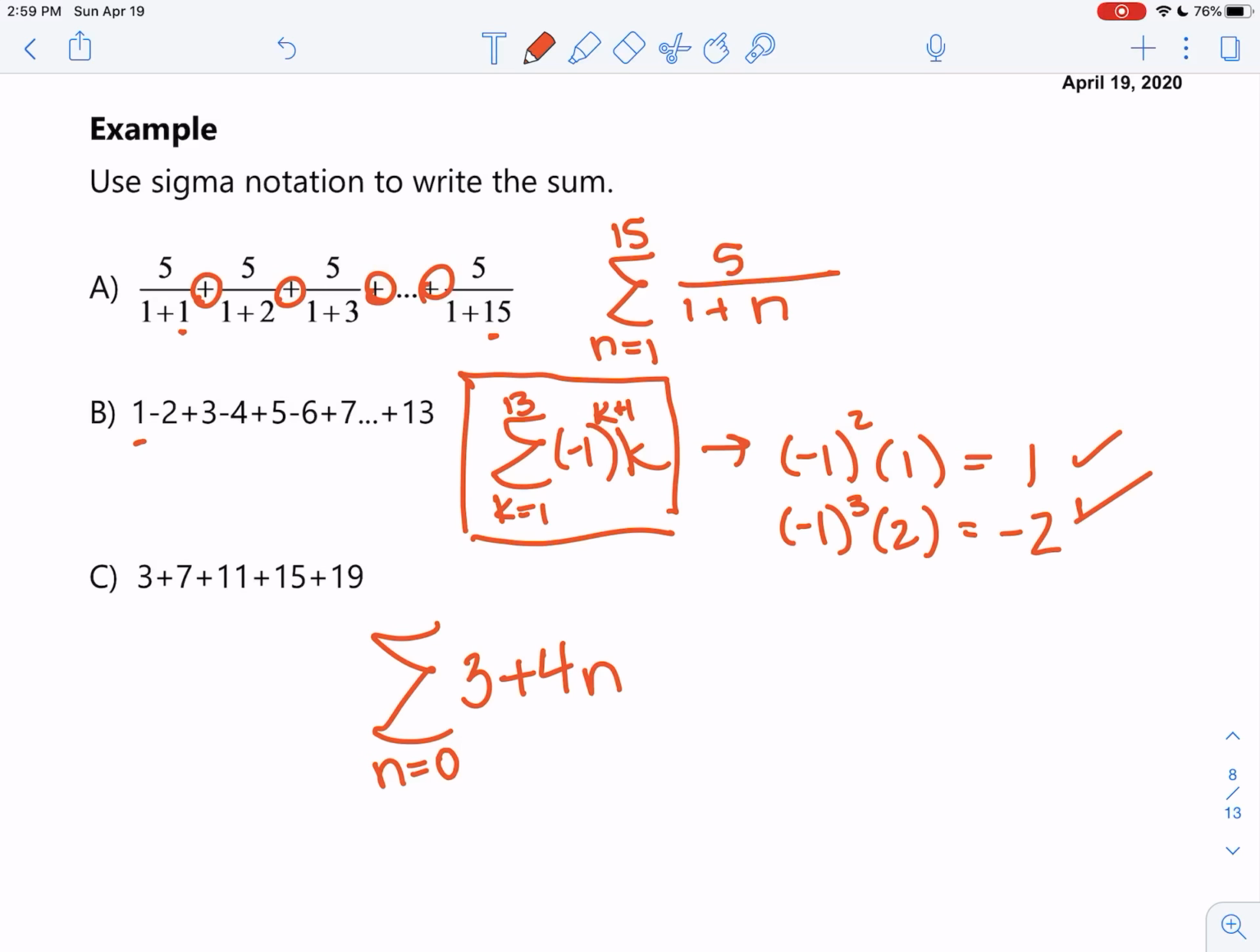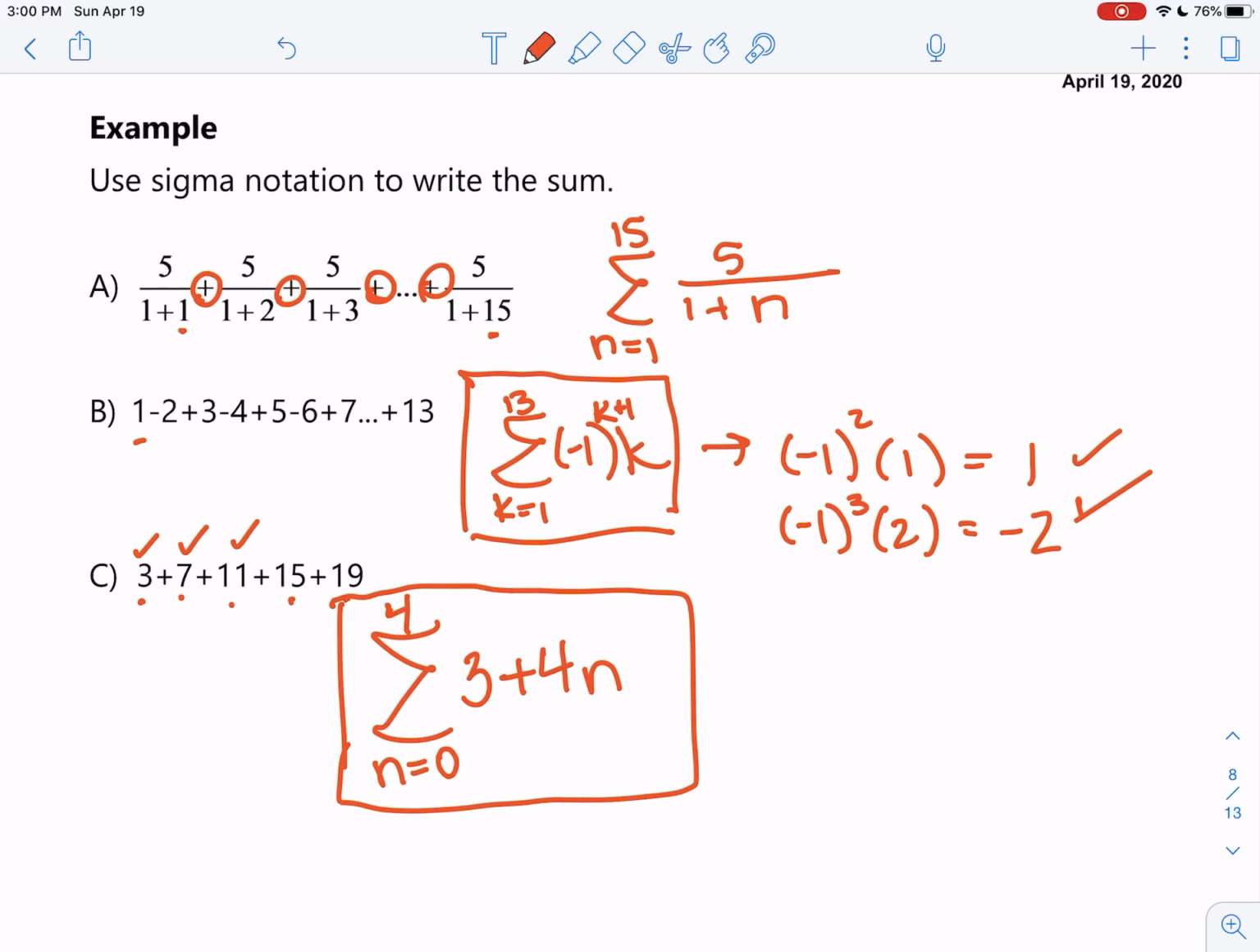So if I start at n equals 0, my first term would be 3. That checks out. Then I plug in 1 to get my second term. That would give me 7. That checks out. Plug in 2 for n. That would give me 3 plus 8. That checks out. And so then the question is, where would I end? What would be my ending n value? In this case, if this is 0, this will be 1, 2, 3. I want to end at 4. Okay?